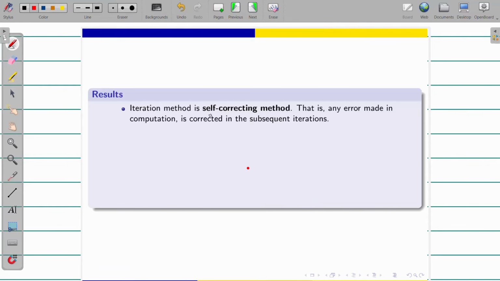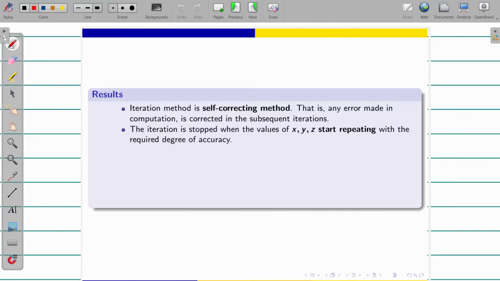The iteration method is a self-correcting method. Why is it called self-correcting? Suppose while I'm doing the iterative process, in any one of the iterations I make some mistake. The result won't be wrong, because in the subsequent iteration it will automatically correct the value. That's why it is called a self-correcting method.